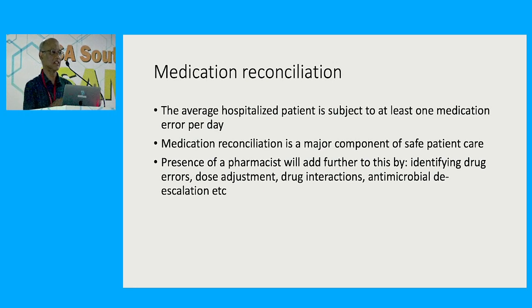For example, somebody with a renal failure, do we need to adjust the dose? Are you going to remember all the drug dosages in your life? No, we need people to help us with that. It makes our life much more easy. Drug interactions, antimicrobial de-escalation. Again, they are the people who can help us with that. Okay, so this is the importance of having a pharmacist with us.